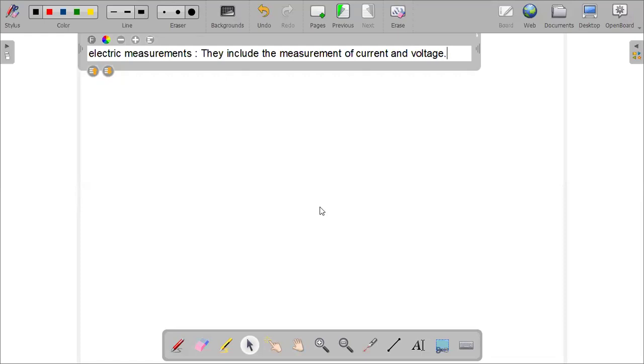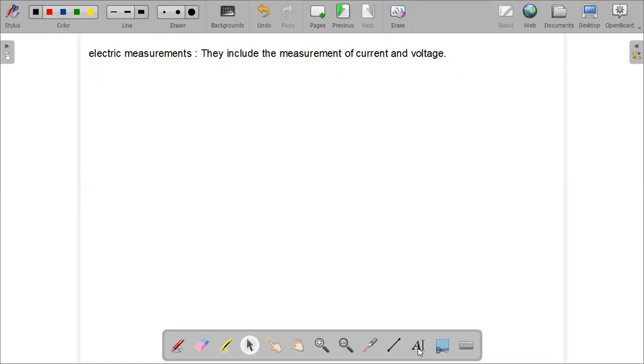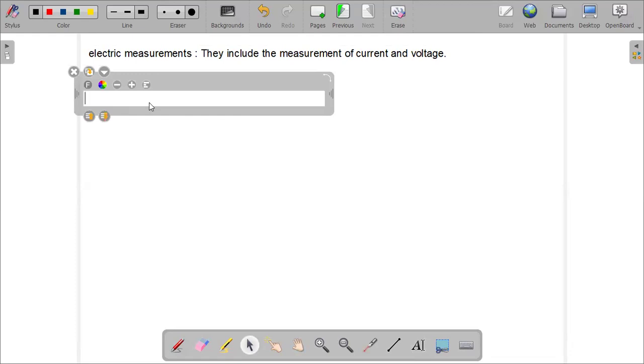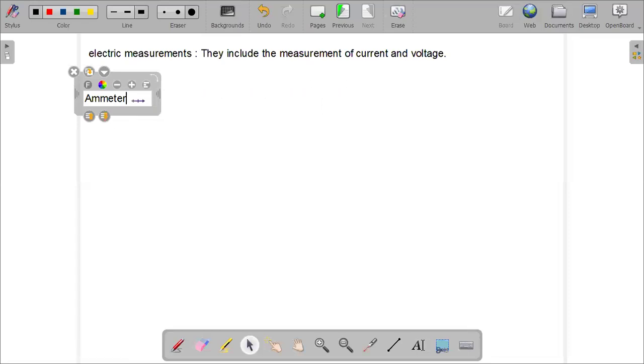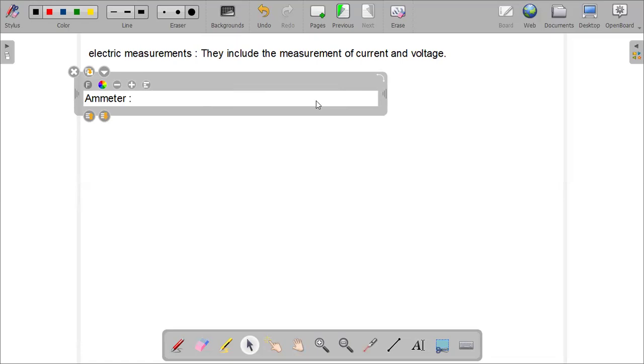See the devices that we use here. First of all, we will see an ammeter. An ammeter is a device which measures electric current. You can say an ammeter is a device for measuring electric current. So see how an ammeter looks like.